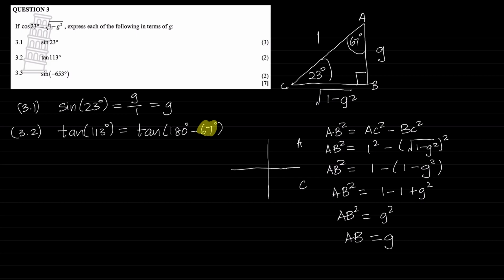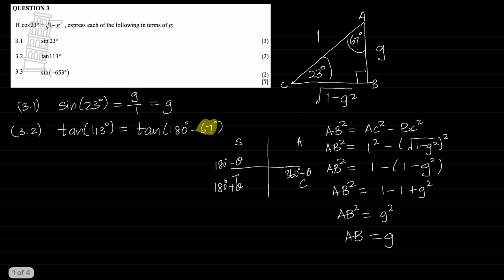C A S T. So this quadrant is 180 minus theta. This quadrant is 180 plus theta. This quadrant is 360 minus theta. Now, if it's still not clear, what we can do is just replace this with 180 minus theta. Tan of 180 minus theta is minus tan theta, because we're talking about this quadrant and only sine is positive in that quadrant. So it's going to be negative tan of 67 degrees.